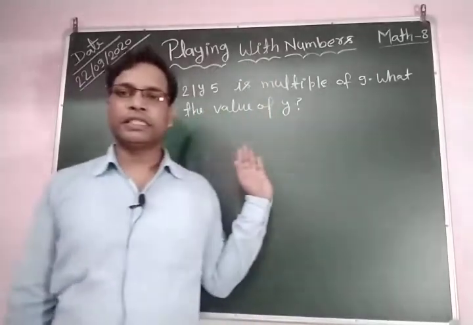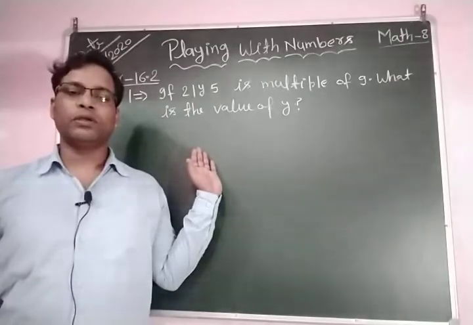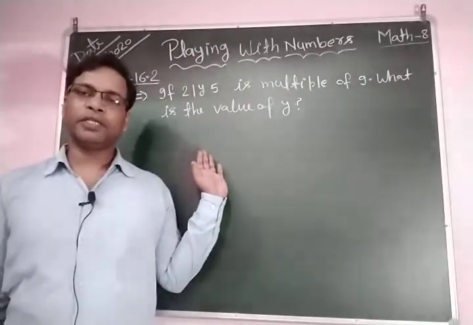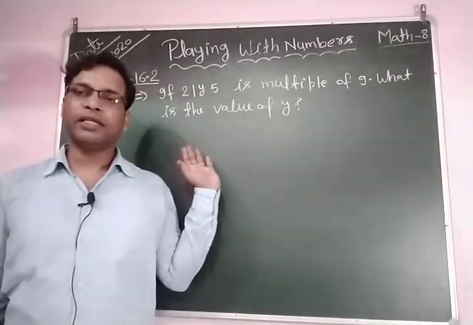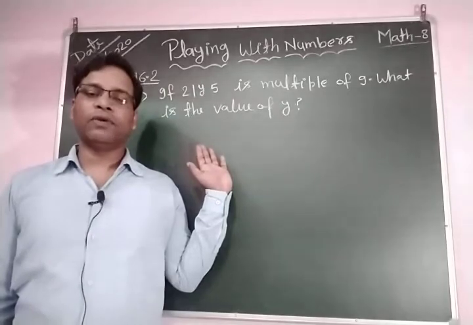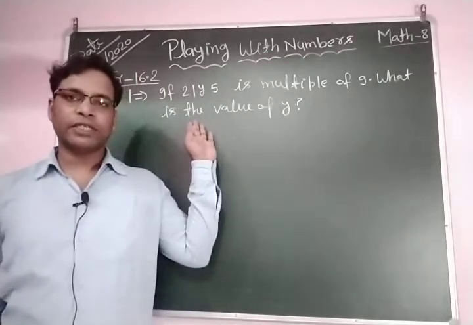Question number 1, you can see here, if 21y5 is a multiple of 9, where y is a digit. What is the value of y? Okay, you can see here again these questions I read.